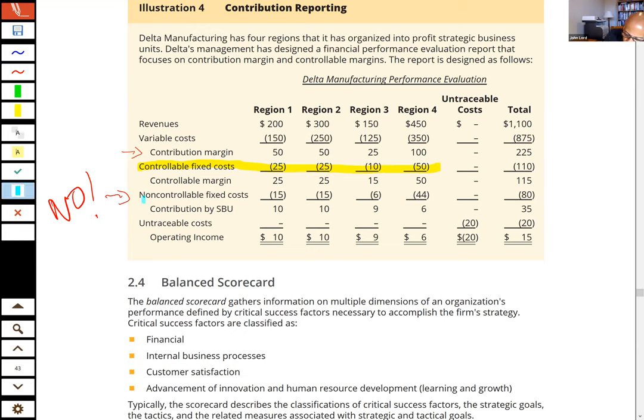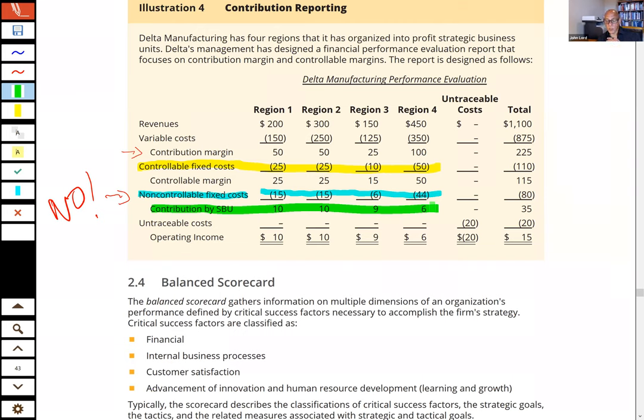They're showing you what distortion would happen if you had some sort of arbitrary allocation of your costs, these non-controllable costs, to these various regions, and maybe they're doing it based on number of employees or something. And it might not be weird that region four has more employees because they're generating more revenue. If you start allocating things like the CEO salary based on employees, all of a sudden you create this distortion in which it looks like region four is not contributing as much. Meanwhile, they're the bigger contributor to the overall profitability of the company. So you do not allocate non-controllable fixed costs for this kind of evaluation.